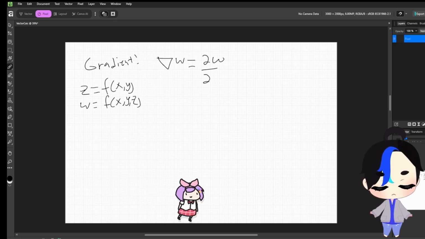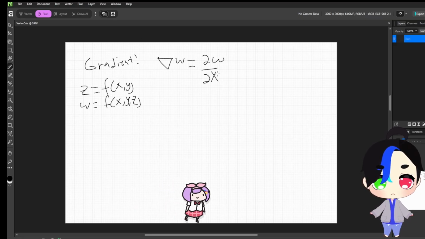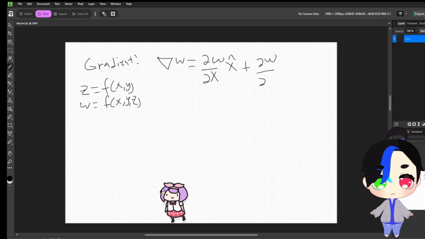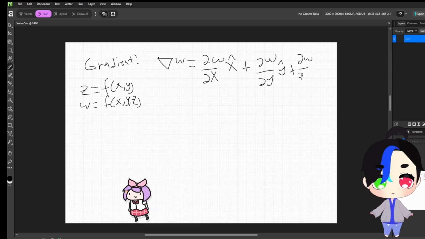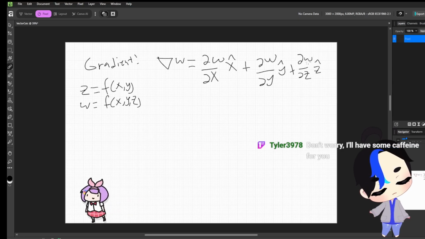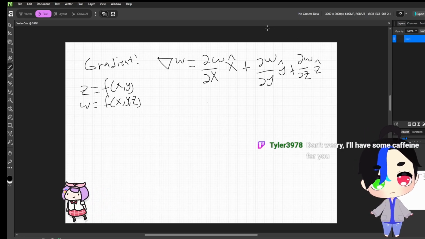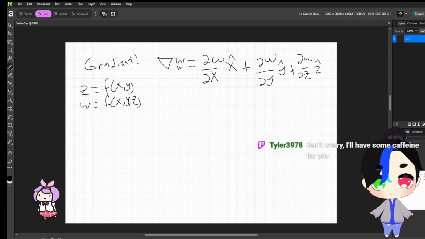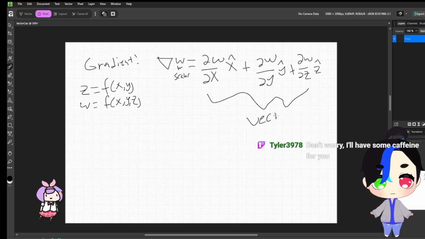So the gradient is defined as partial w partial x x hat plus partial w partial y y hat plus partial w partial z z hat. That means this gradient spits out a vector. It takes a scalar function and spits out a vector.